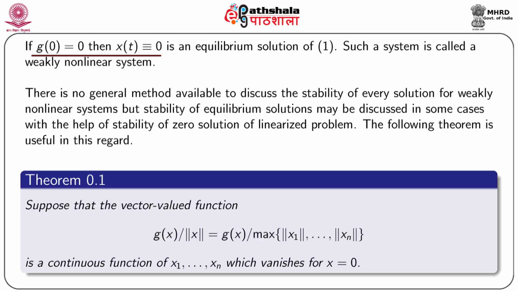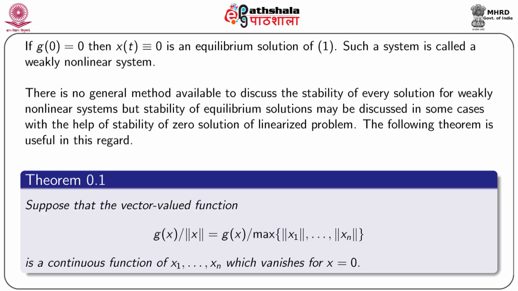If G(0) is equal to 0, then x(t) equal to 0 is an equilibrium solution of (1), and such a system is called a weakly nonlinear system. Stability of every solution for a weakly nonlinear system may not be possible, but stability of the equilibrium solution may be discussed in some cases with the help of stability of the zero solution of the linearized problem. The following theorem is useful in this regard.